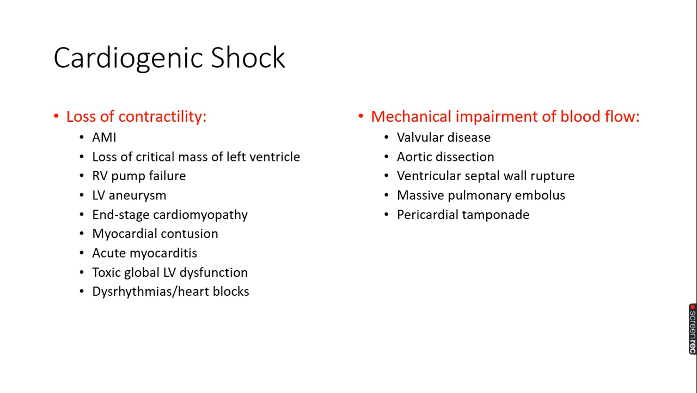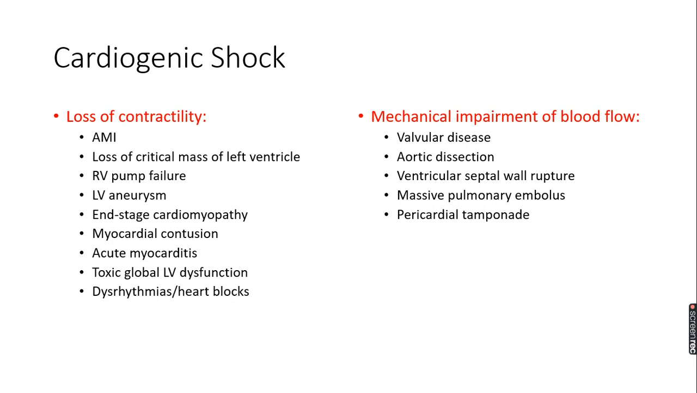We also have loss of critical mass of the left ventricle. We know the left ventricle is more or less the actual pump of the heart, and loss of this critical mass implies that there will be less energy or force with which the heart can contract and facilitate circulation. We also have right ventricular pump failure, left ventricular aneurysm, end stage cardiomyopathy, myocardial contusion, acute myocarditis, toxic global left ventricular dysfunction, and dysrhythmias and heart blocks. So here we're looking at the ability of the heart to contract. Anything that can impair the heart's contractility can result in cardiogenic shock.